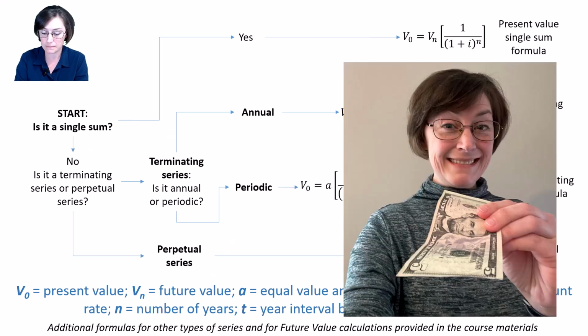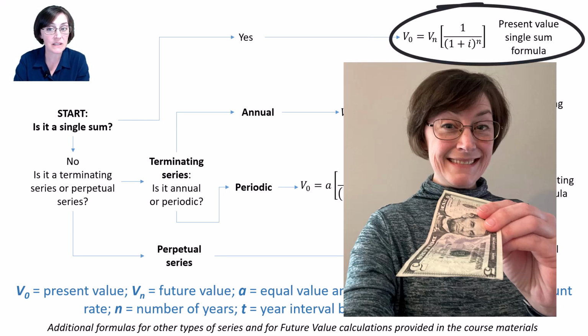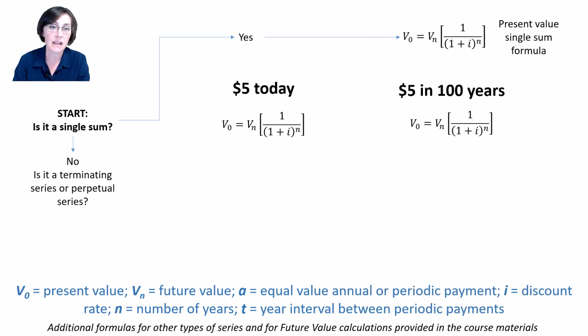The decision tree I'm showing here gives the equation to use to discount based on what type of itemized cost you have. Is your particular itemized cost a single one-time sum, or is it a recurring cost, in other words, a series? Let's go back to that example about the $5 today or the $5 in 100 years. In this flowchart, both of those scenarios are single sums. They are not recurring costs, so it's relatively easy to know what discounting equation to use. In these equations, V naught or V sub 0 is the present value, which is what we want to calculate. V sub N is the future value. I is a discount rate, which we haven't talked about yet, but in this example, we'll use 4%. And N is the number of years.